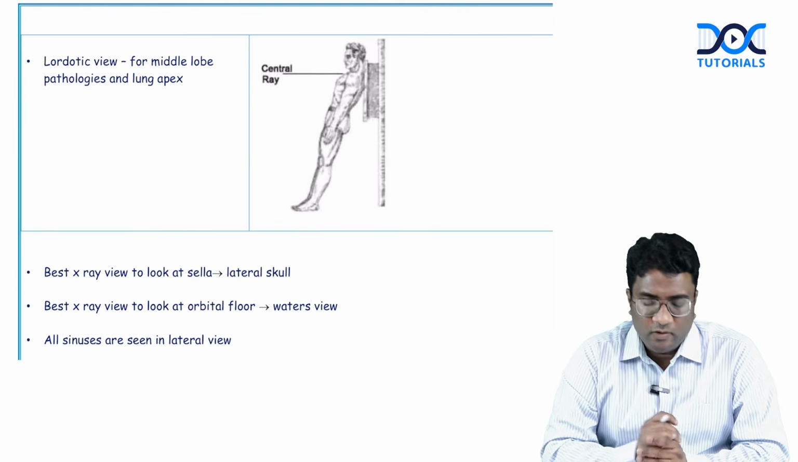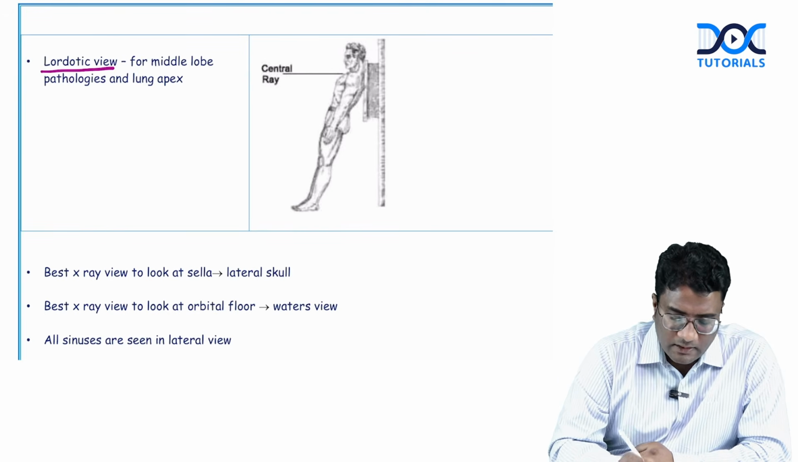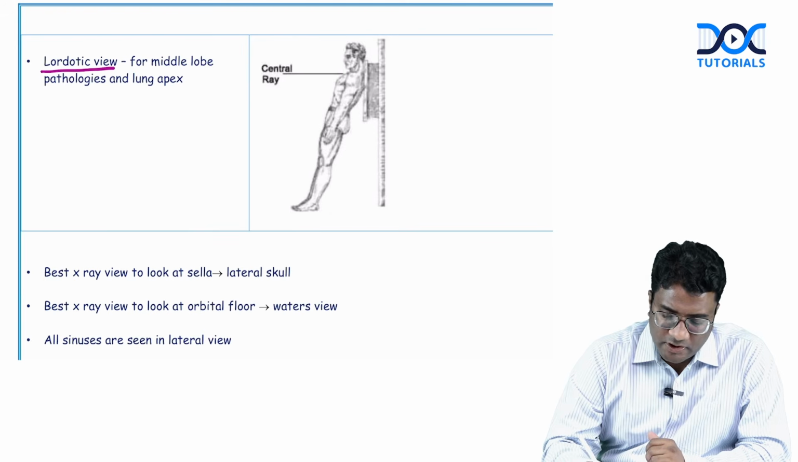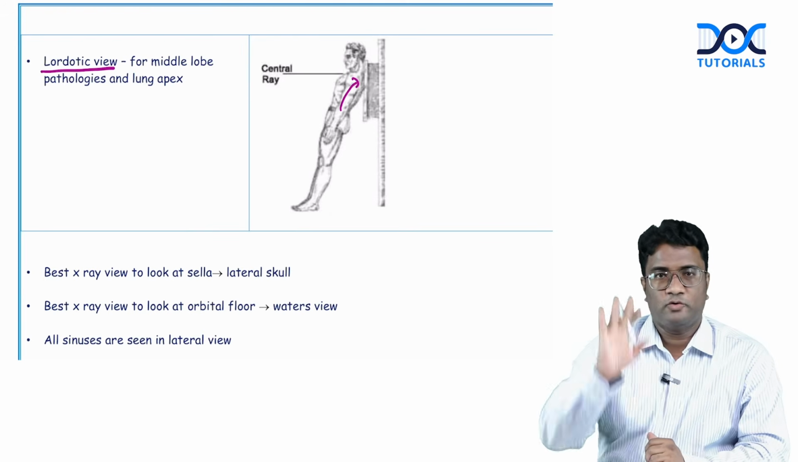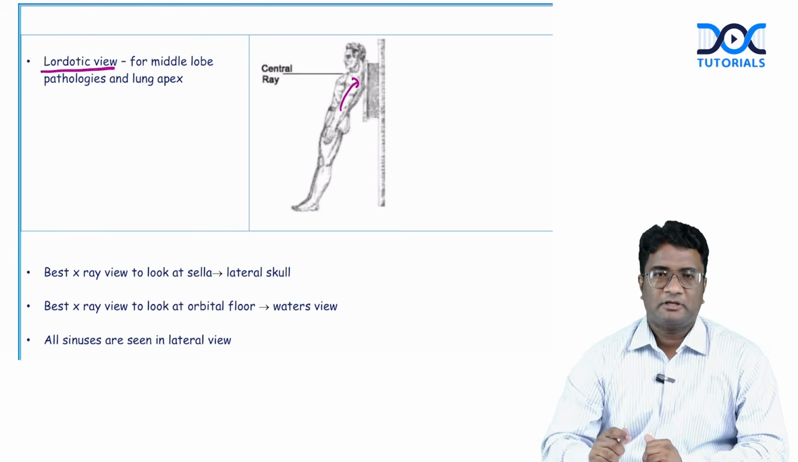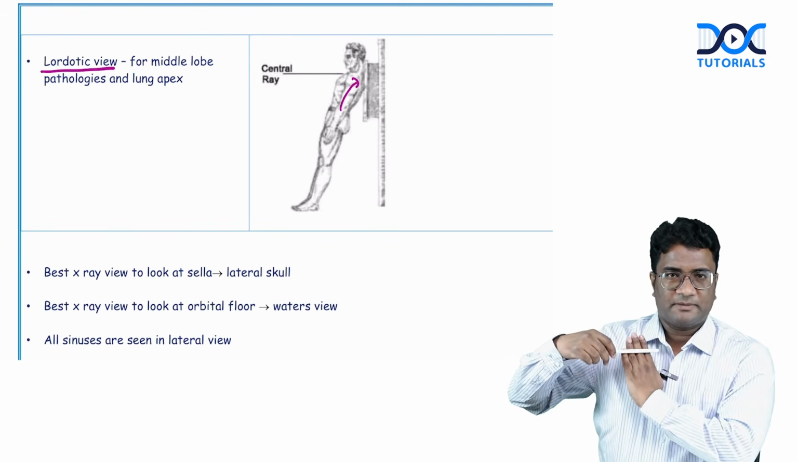And you should also understand what a lordotic view is. A lordotic view is when the patient is arching backward like this in lordosis, right? Lordosis. So imagine this is the clavicle and this is the lung apex.